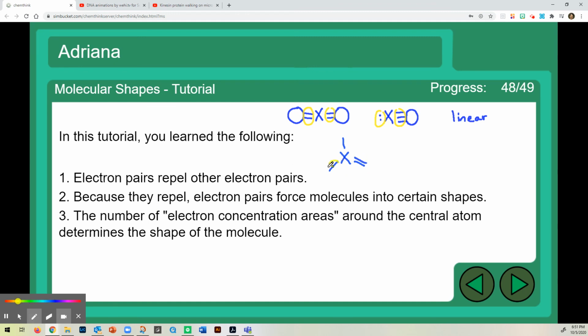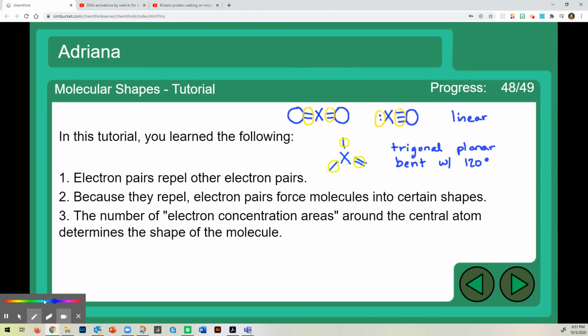Well, this has got 3 electron areas around it. And this is generally going to form either a trigonal planar, or if you have one lone pair, a bent with 120 degrees between the atoms. Right? So imagine if one of these was gone because it was a lone pair, the lone pair still repels, so it's still going to form this shape, but we'd only have these 2 atoms on each side.